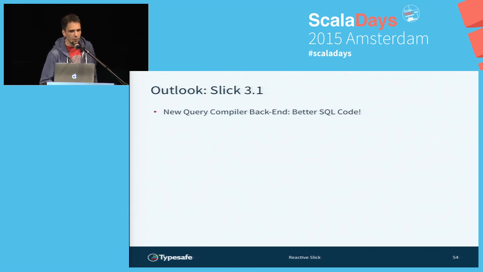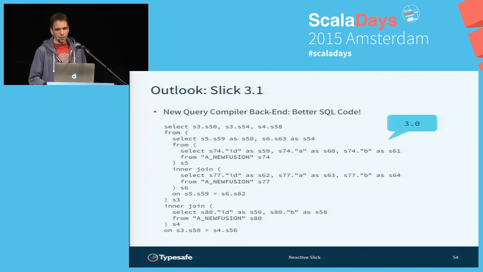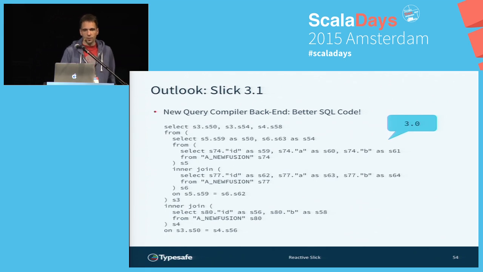The major feature coming up in Slick 3.1 is a new query compiler backend that I'm working on at the moment to create better SQL code. This is a real output from Slick 3.0. That's a join over 3 tables. It looks rather horrible. You can't see what's going on there.